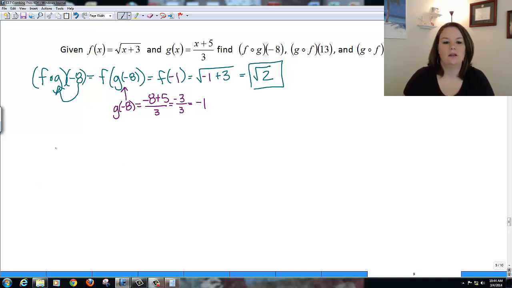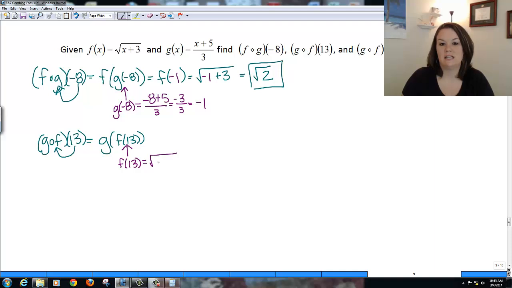Okay, so let's look at another one. Now we're doing g composed of f evaluated at 13. So the first thing I need to do is stick 13 into this f function. I'm going to do f of 13, and whatever that equals, that's what I'm plugging into g. So to find f of 13, I plug 13 into my f function, which says to take the square root of my input, which is 13, plus 3. So that's the square root of 16, which is 4. So 4 is what I'm going to be plugging now into my g function.